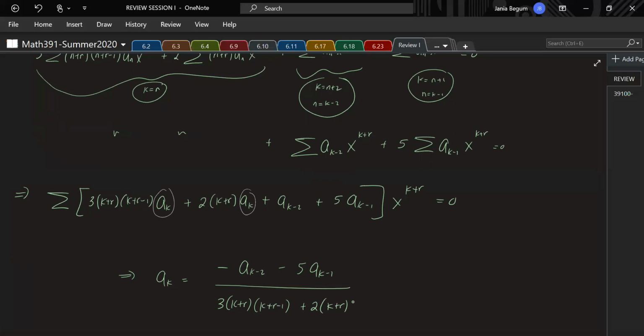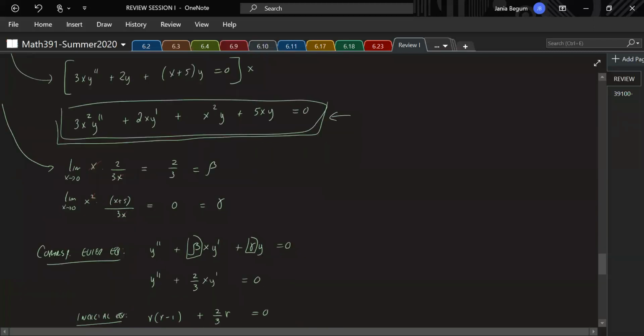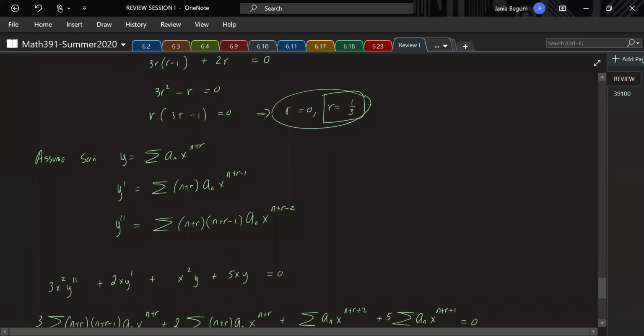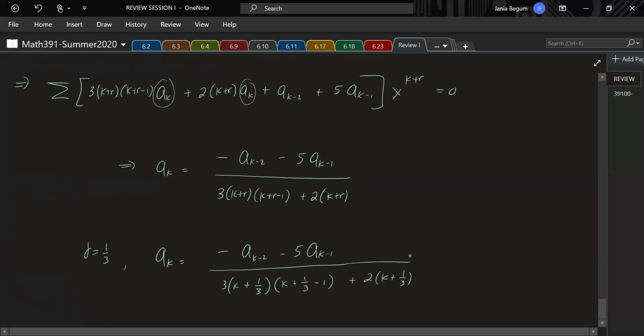Now we want to find the recurrence corresponding to the larger root, right? So compute the recurrence formula for the coefficients of the Fourier series centered at x not equal 0, which is associated with the larger root of the indicial equation. All right, so the larger root, which was 1/3. That's what we computed, right? So if I plug that in, I have a sub k, which is negative a sub k minus 2 minus 5 a sub k minus 1 all over 3 times k plus 1/3, and then k plus 1/3 minus 1, plus 2 times k plus 1/3. And we can actually simplify this more.